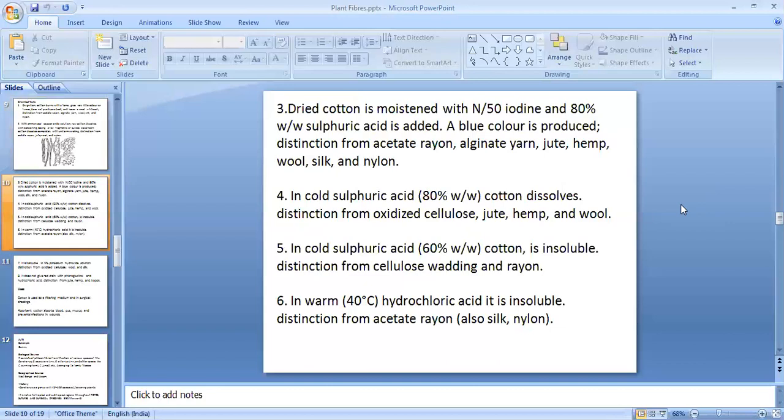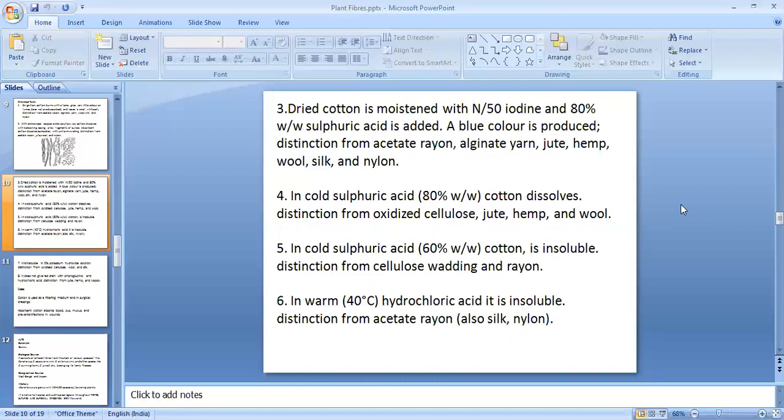And the next test: when the dried cotton is moistened with N/50 iodine and treated with 80% sulfuric acid, a blue color is produced. This is also a distinction from the other fibers, maybe from the animal or the other plant fibers or the regenerated fibers. In cold sulfuric acid, around 80%, the cotton dissolves. It is a distinction from oxidized cellulose, jute, hemp, and wool.